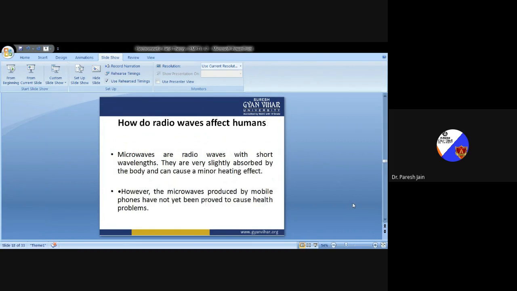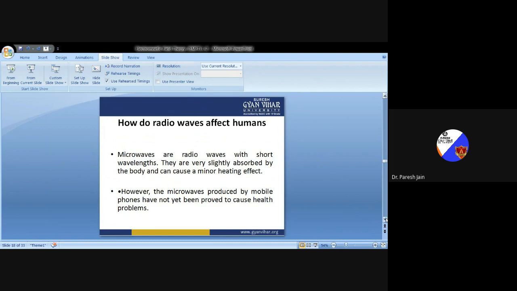Microwaves are radio waves with a short wavelength. They are very slightly absorbed by the body and can cause a minor heating effect. Hence, microwaves are in the gigahertz frequency range, and these are short wavelength waves. They are absorbed by the human body, producing minor heating effects.